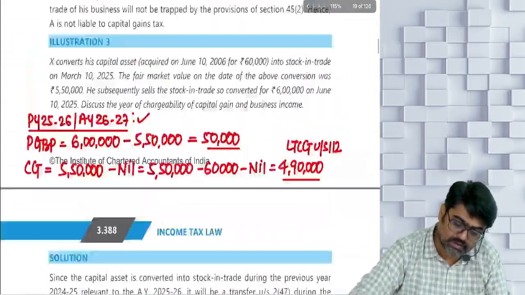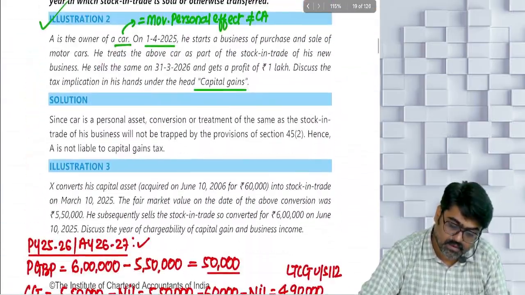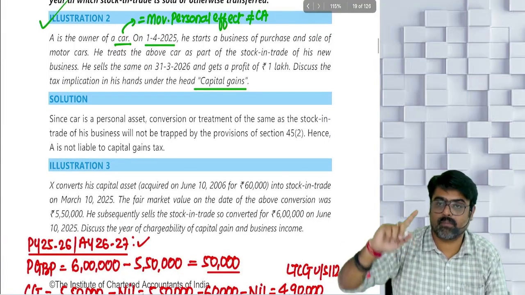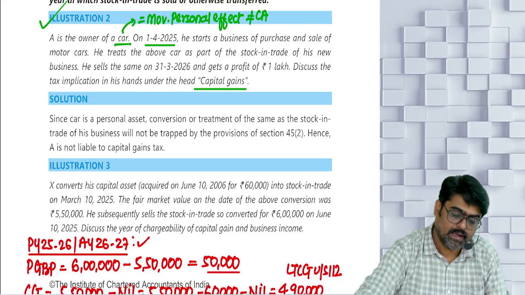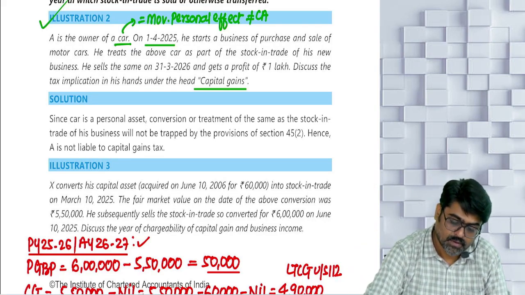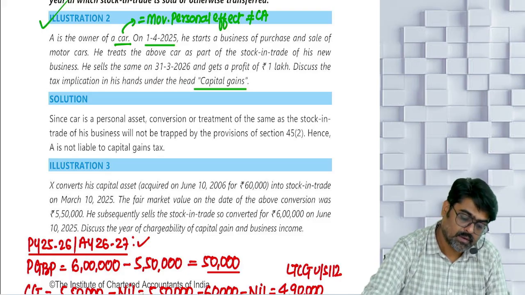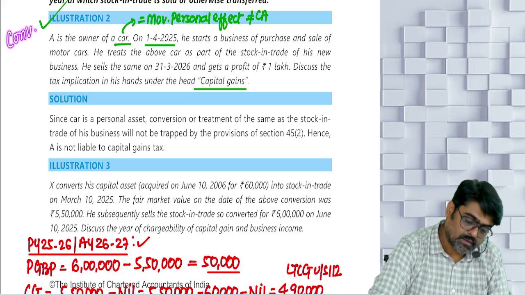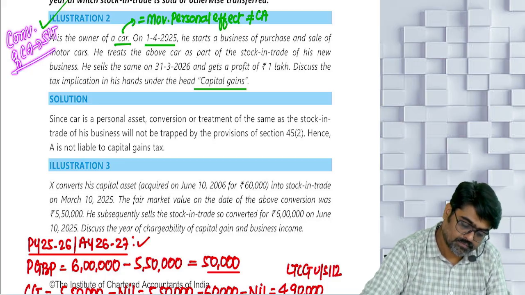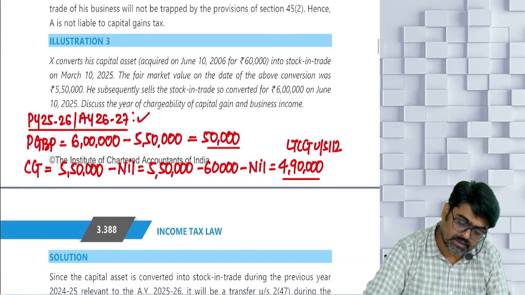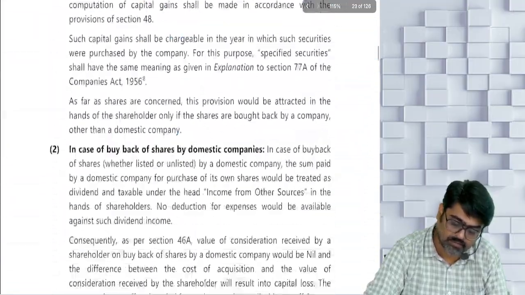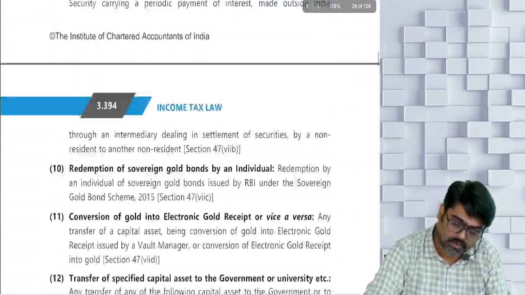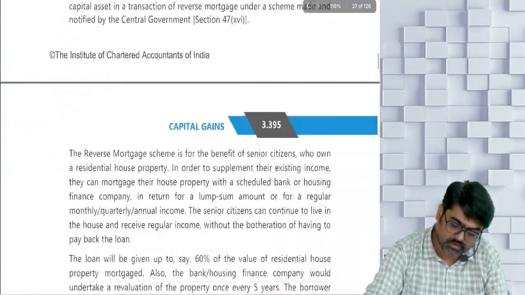Now come to illustration number 2. That we have done. Illustration number 1 was for period of holding. Write down POH, period of holding. Illustration number 2, done, is for conversion of capital asset into stock in trade. Illustration number 3 is also for conversion of capital asset into stock in trade. We have done 3 also, no? Have we completed 4? Come to question number 4.